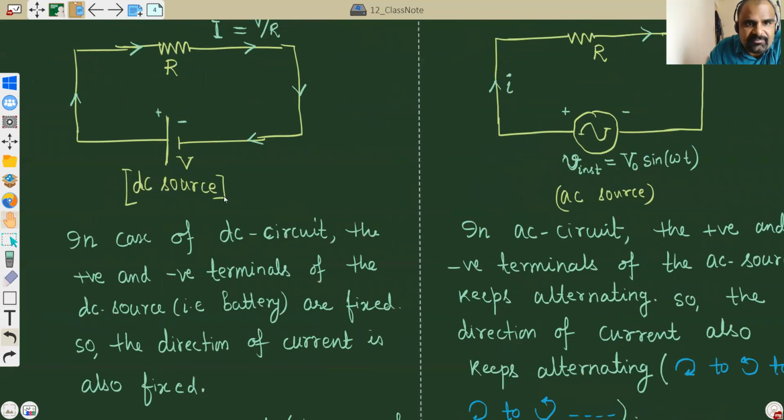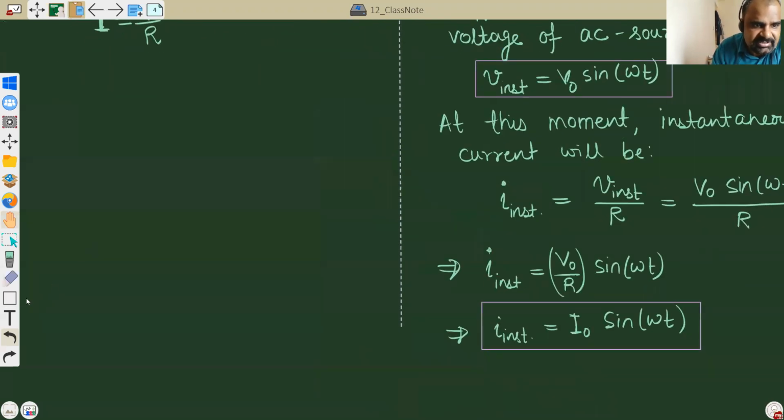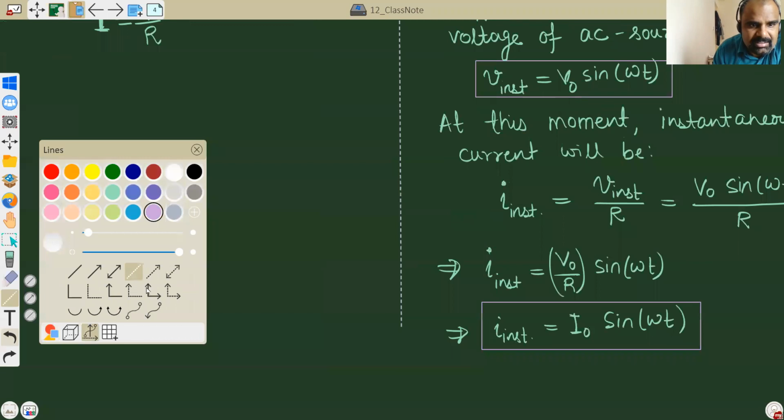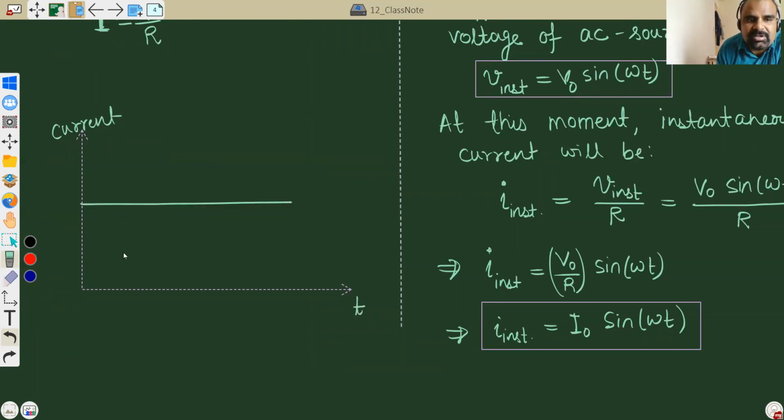there was no logic of drawing a graph, but still, if we draw a graph here, in case of a DC circuit, I mean, frankly, there was no need of drawing any graph for a DC circuit, but if you still insist on drawing a graph, which graph? Current versus time graph, then the graph will look like this. Anytime this current will be constant and it will be V by R.